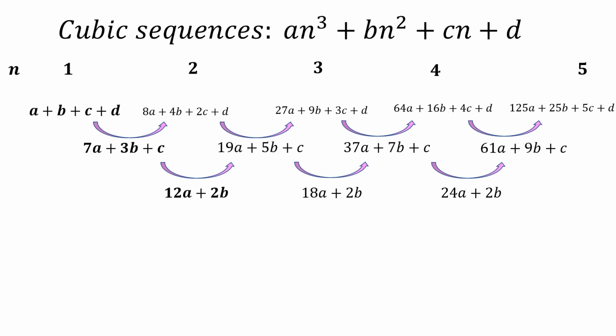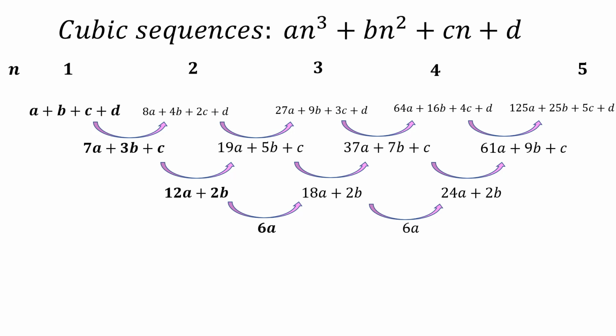Now this might feel like a lot of algebra and that it might keep going forever, but actually what happens is the third difference in a cubic sequence is always the same. And the third difference is always 6a. And we can see we've got 2 examples of that here, where the difference between 12a plus 2b and 18a plus 2b is 6a, and the difference between 18a plus 2b and 24a plus 2b is also 6a.